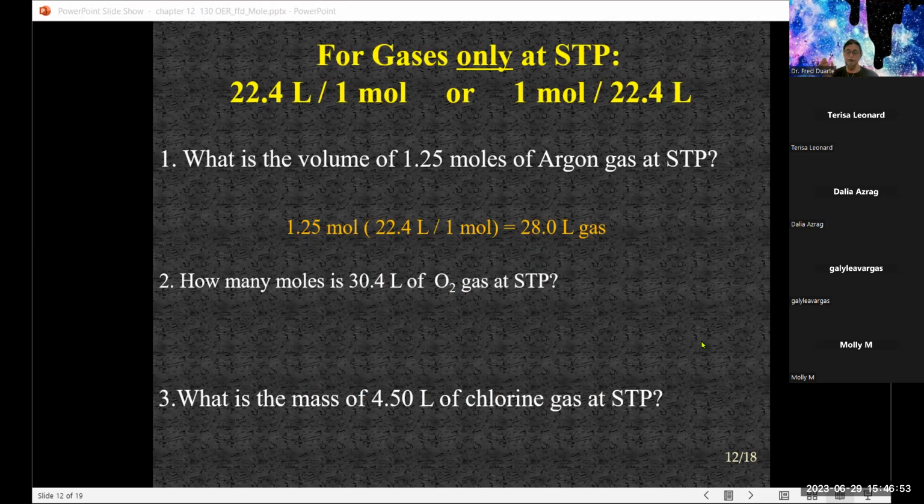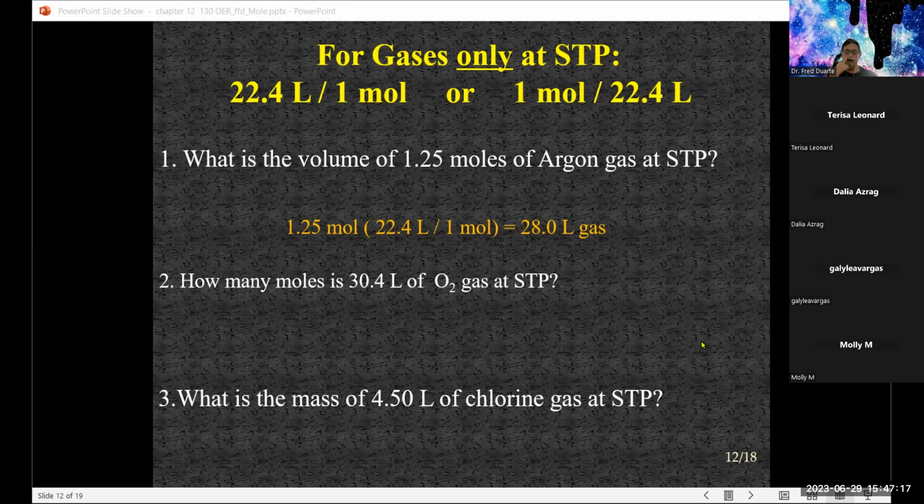Now keep track of your sig figs. Sig figs, we do that the whole semester. Notice here, 22.4 liters, that is a measurement. So that could play a factor in your sig figs, okay? Remember that, it's not an exact number. So this is a conversion factor that's a measurement, and therefore could play a factor in the sig figs.